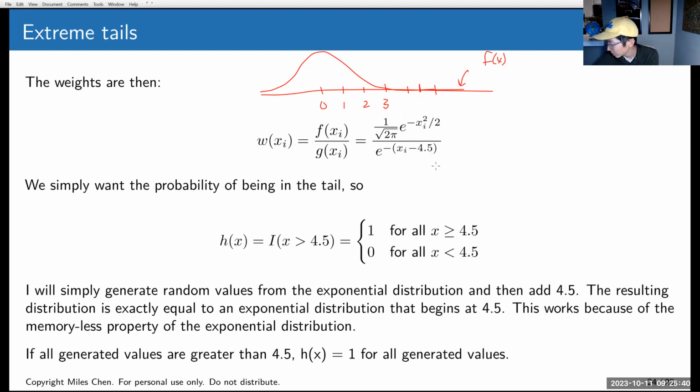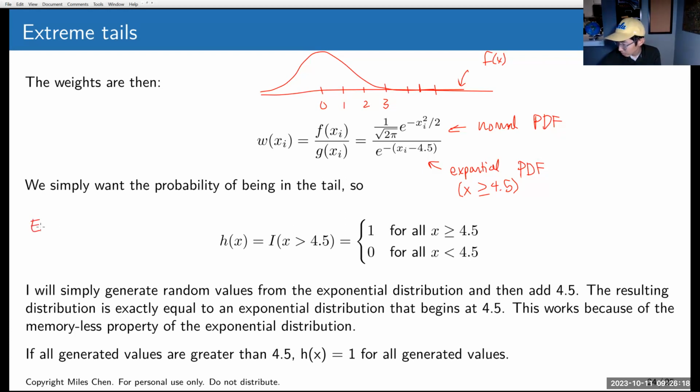Where g of x is, so this is my normal PDF up here on top, and g of x on the bottom is my exponential PDF. But x is greater than or equal to 4.5. And here, the function that I'm trying to evaluate is just, is my random value greater than 4.5? Is it greater than 4.5? That's what we want to know.